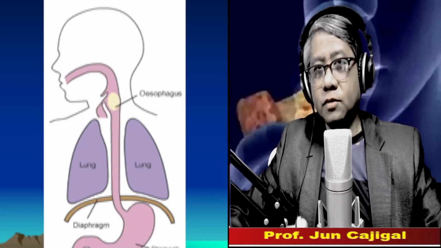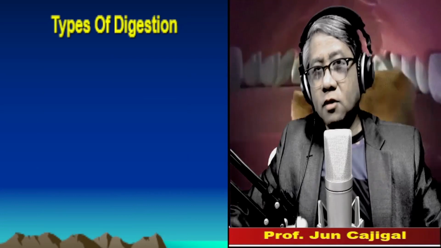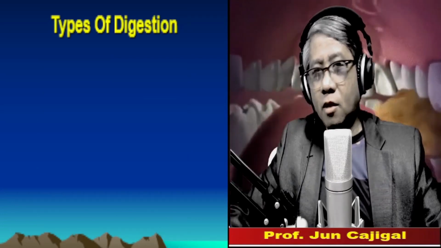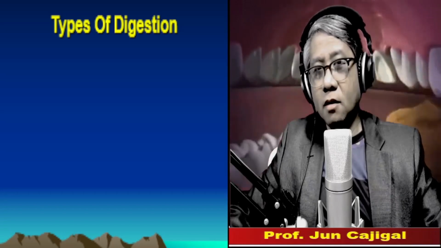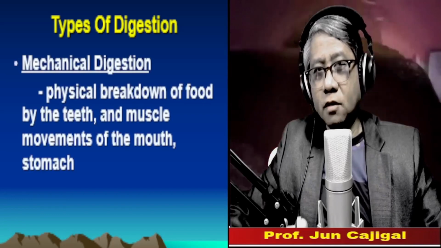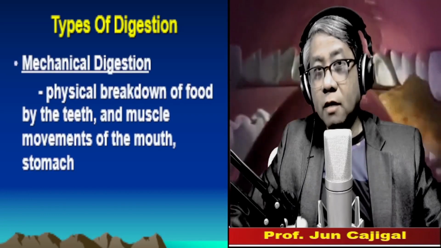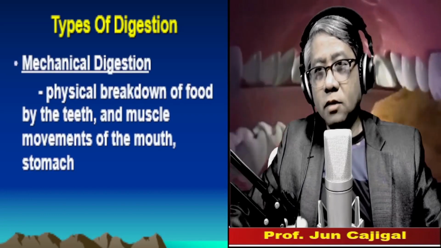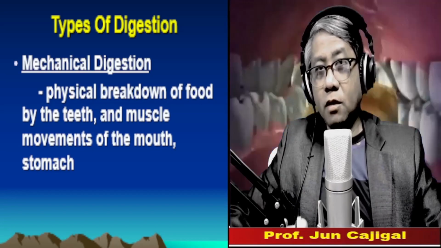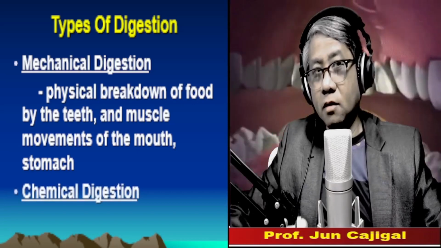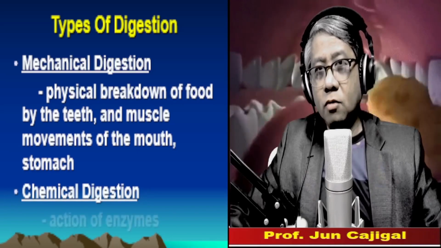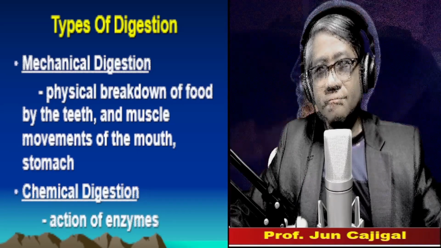Now, there are two types of digestion. Digestion can be mechanical and chemical. Mechanical digestion refers to the physical breakdown of food by the teeth and muscle movements of the mouth and stomach. And chemical digestion refers to the breakdown of food using enzymes.